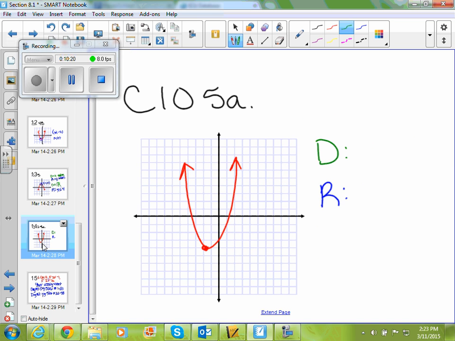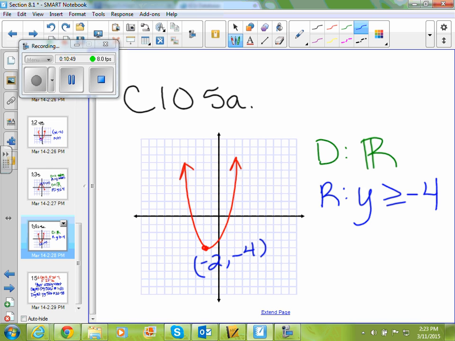Let's do one more, and then we'll be done. What do I use for my domain? All real numbers. Okay, so our all real number symbol. And the range is y greater than or equal to negative 4. Very good.